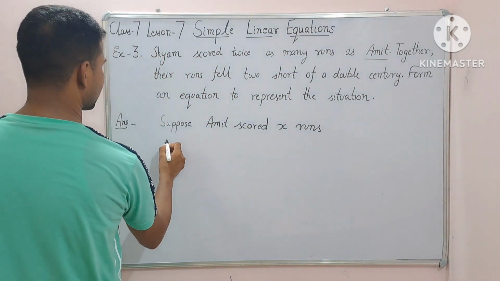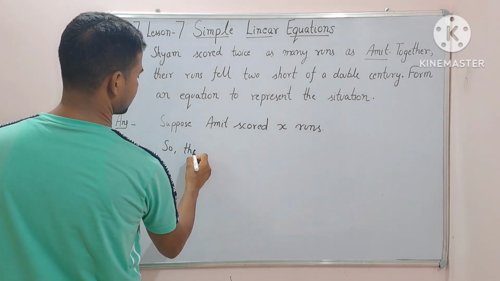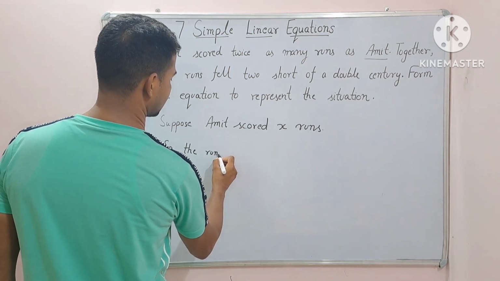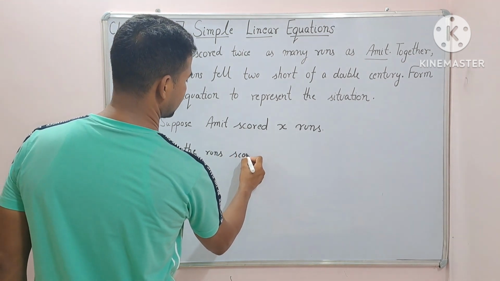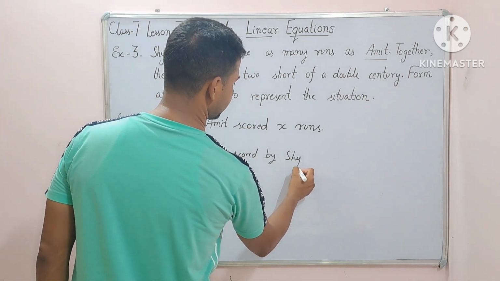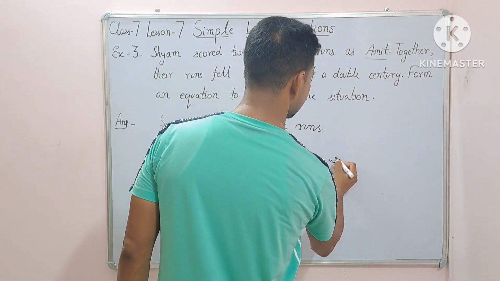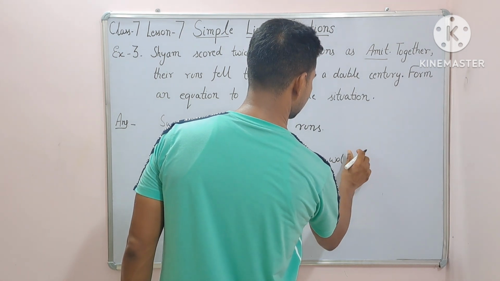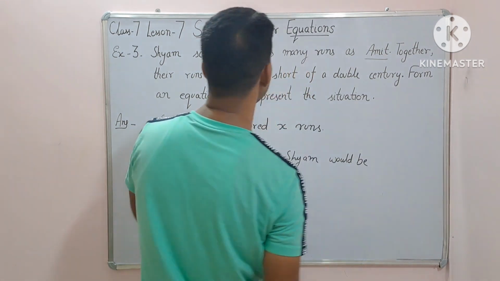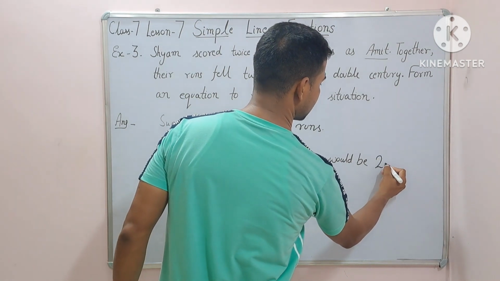then so the runs scored by Shyam would be twice as many as Amit's runs.